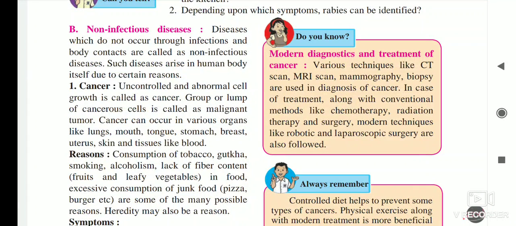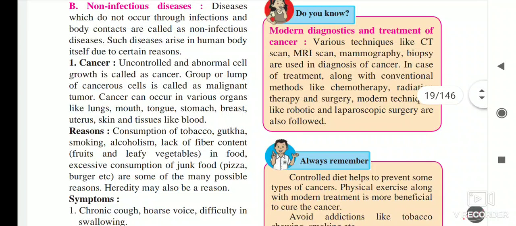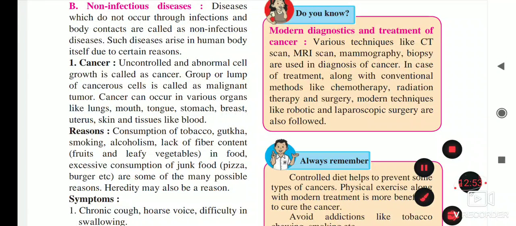Generally, questions on current affairs like this are coming. So cancer is a very dangerous disease, and we have to write a short note on it. Whenever you are writing the short note, you have to write first of all what is cancer.